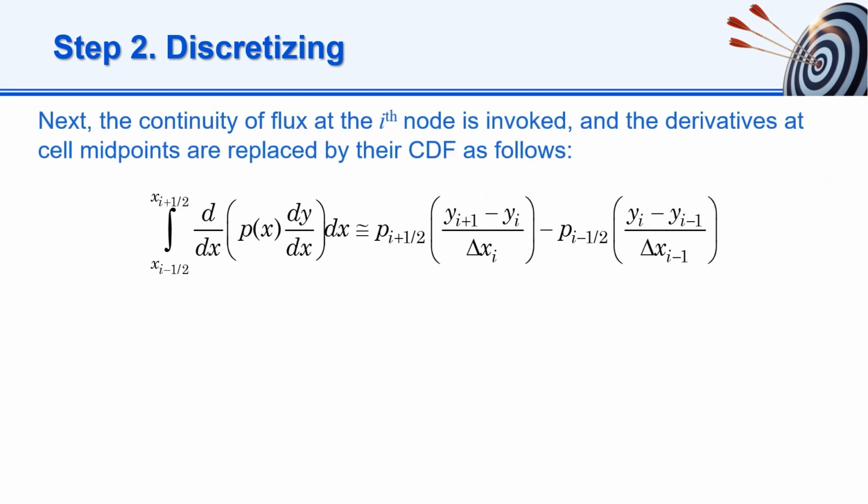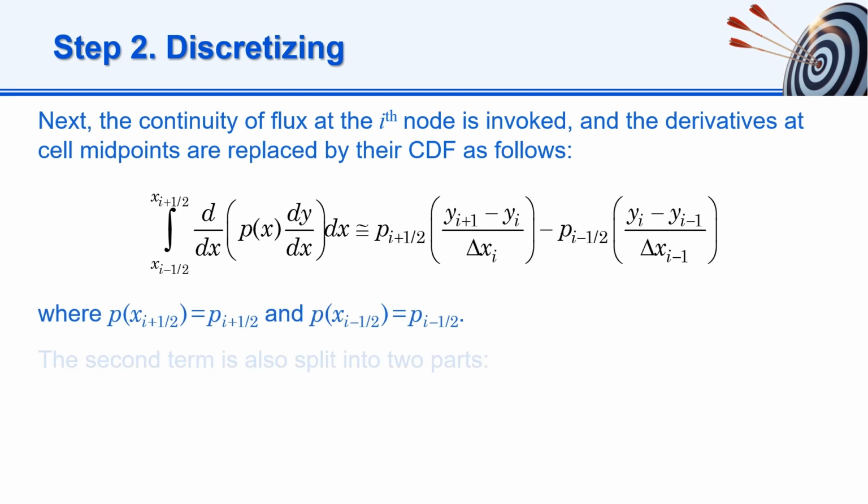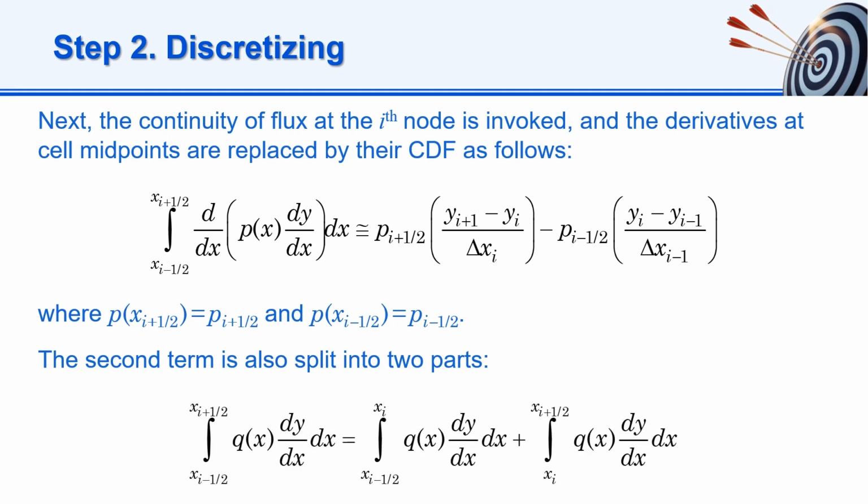Next, the continuity of flux at the ith node is invoked, and the derivatives at cell midpoints are replaced by their central difference formula as follows, where p_{i+1/2} and p_{i-1/2} denote values of p(x) at the cell midpoints. The second term is also split into two parts as follows.